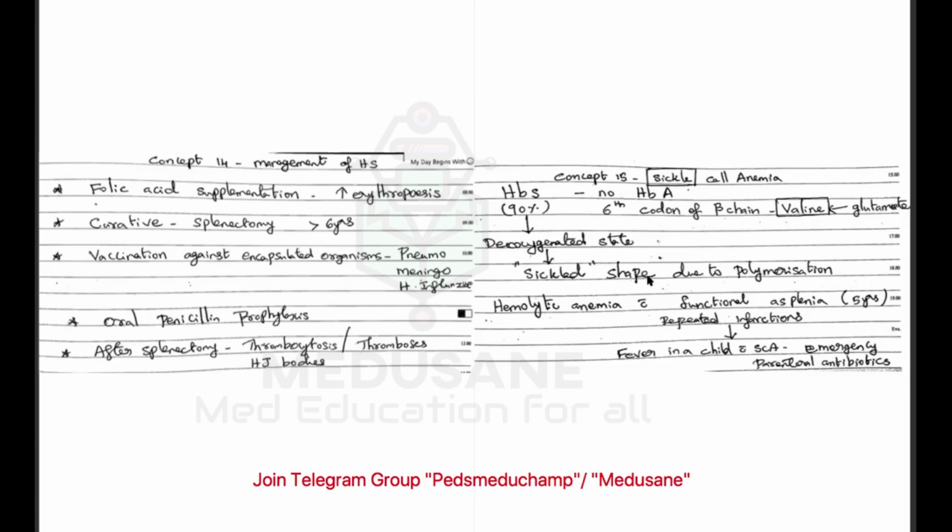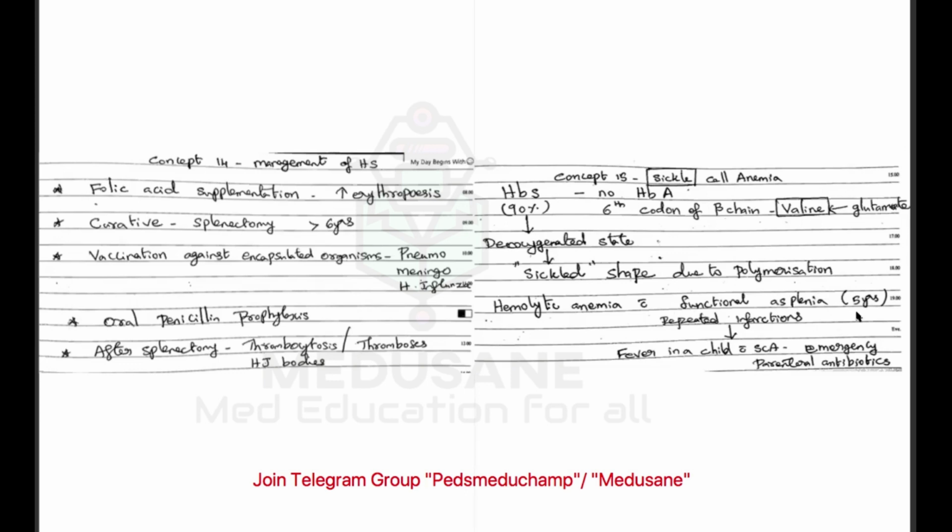It could be pain, it could be infarctions. So one important problem with this vaso-occlusion is that slowly the repeated occlusion of the spleen is going to happen, resulting in repeated infarctions, and finally asplenia by 5 years of age. Functional asplenia: although the spleen is there, because of repeated infarctions, that spleen is going to become afunctional. So functional asplenia in 5 years.